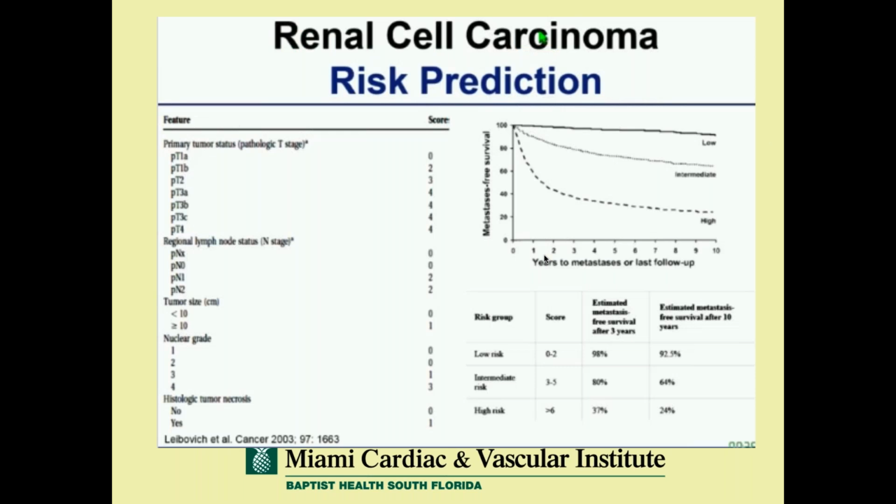We look at risk prediction. Again, as you get a smaller tumor stage, you're going to have less risk in terms of metastasis and metastasis-free survival. So if you're able to get less than 2 of these score points, so again, T1A or T1B, I think you can pretty much say metastasis-free survival should be quite high if you can treat someone this localized.